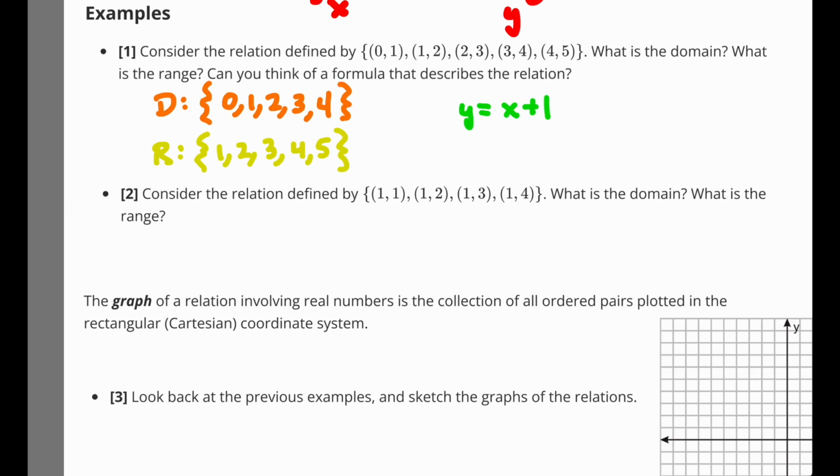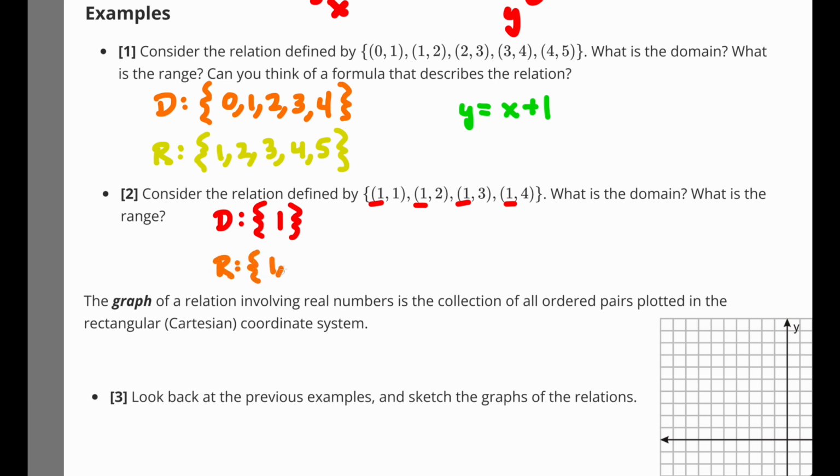It says consider the relation defined by (1,1), (1,2), (1,3), and (1,4). What is the domain? So this time the domain, use some curly braces again, it's just going to be 1. Okay, so if you notice 1 is the first number on each of them. You don't need to write it more than once. 1 is in the domain. That's the domain.